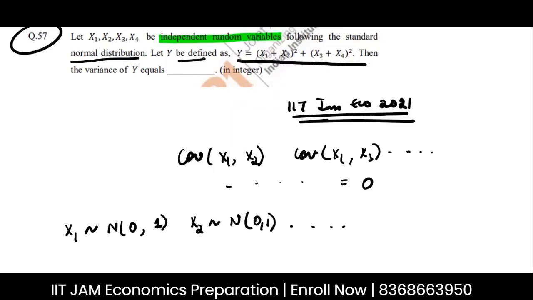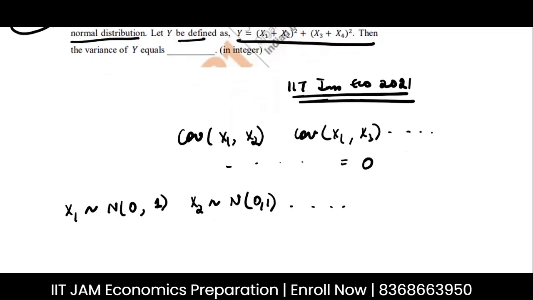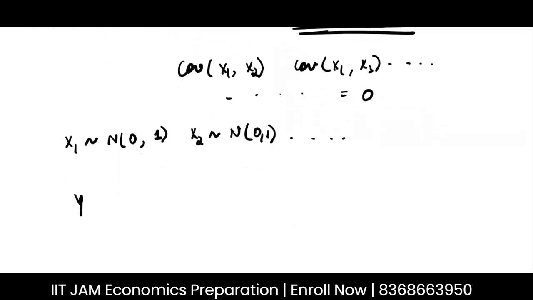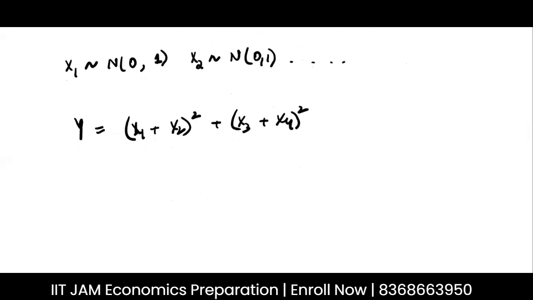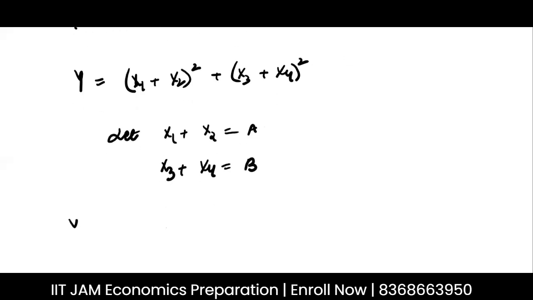Let Y be defined as Y equals (X1 plus X2) whole square plus (X3 plus X4) whole square. Now let's say X1 plus X2 is A, and X3 plus X4 is B. So I can say Y is equal to A square plus B square. I'll keep it here only, that Y is equal to A square plus B square.